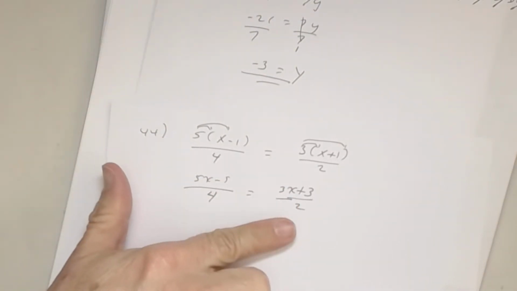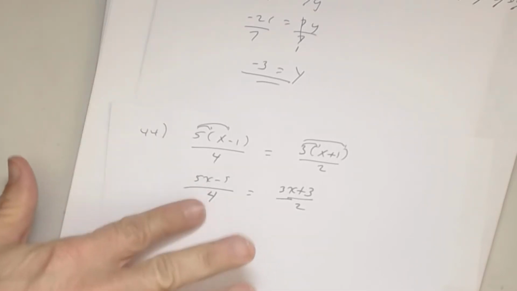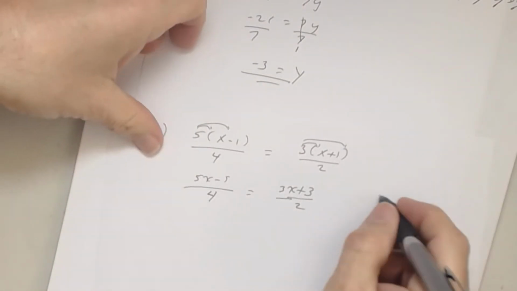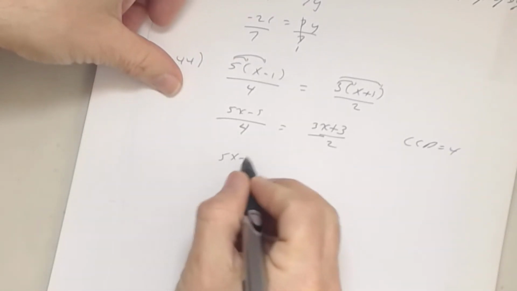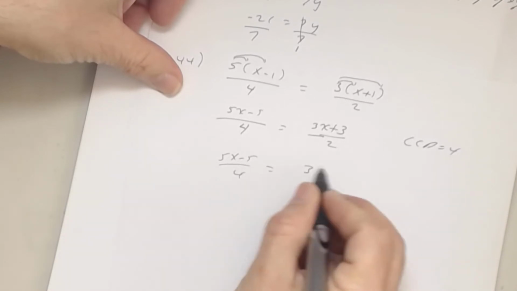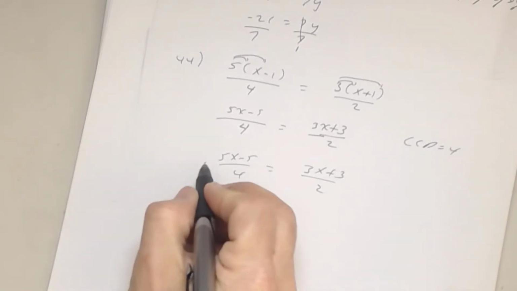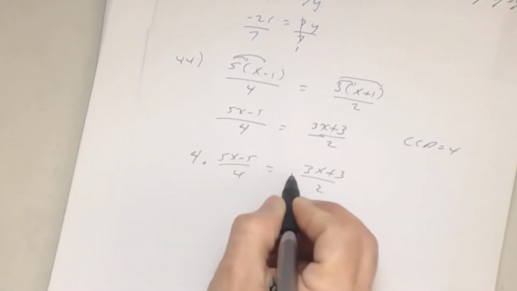What's the LCD? 4. Now again, think of this as one fraction, just like we did in the previous one. One fraction, one fraction. So I'm not going to use parentheses at this point. I may still have to, but I'm not at this point. Okay? All right, so LCD is 4. Now watch carefully what I'm doing. 5x minus 5, I'm just rewriting it over. So I just rewrote the problem. So I'm going to say times 4 times 4, right?